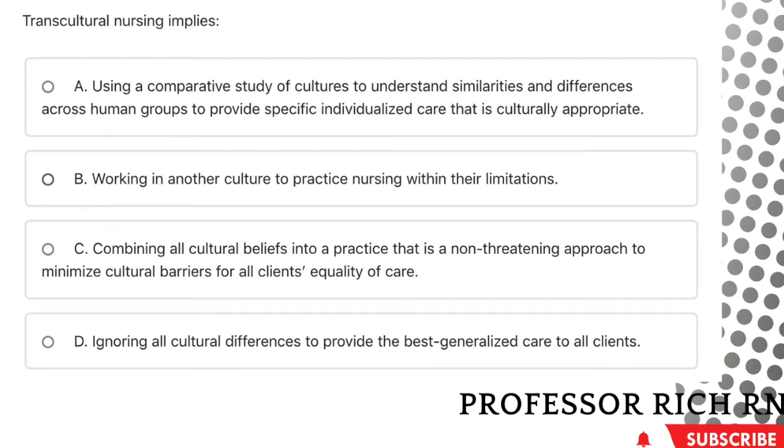All right, your second question. Transcultural nursing implies A. Using a comparative study of cultures to understand similarities and differences across human groups to provide specific individualized care that is culturally appropriate. B. Working in another culture to practice nursing within their limitations. C. Combining all cultural beliefs into a practice that is a non-life-threatening approach to minimize cultural barriers for all clients' equality of care. D. Ignoring all cultural differences to provide the best generalized care to all clients. So let's give this one a quick thought.